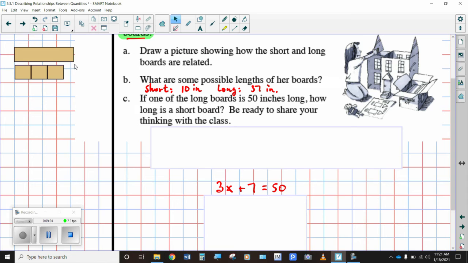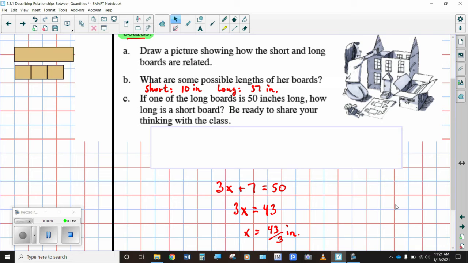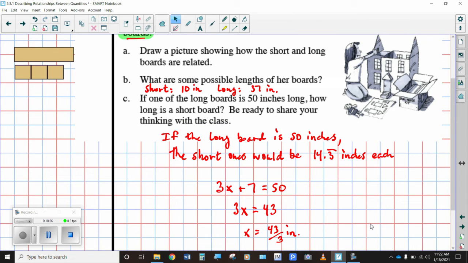If you took away these 7 inches and just cut that portion off of the board, then these 3 added together would have to be equal to 43 inches, correct? Because you would take away the 7 inches from the 50 inches, leaving you with just 3 x's equal to 43. Then if you divide 43 inches into 3 equal sections, how much would each equal section be? Well, 43 divided by 3 ends up giving you an answer of 14 1/3 inches, or 14.3 repeated. So if the long board is 50 inches long, then the short would be 43 1/3 inches.